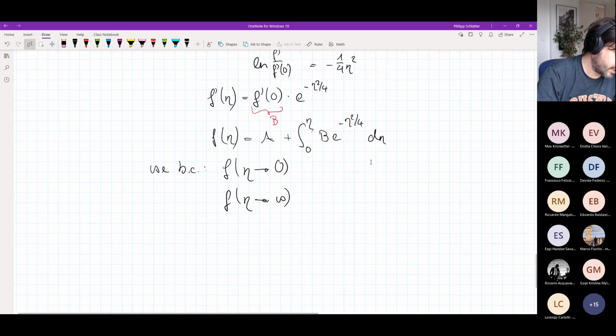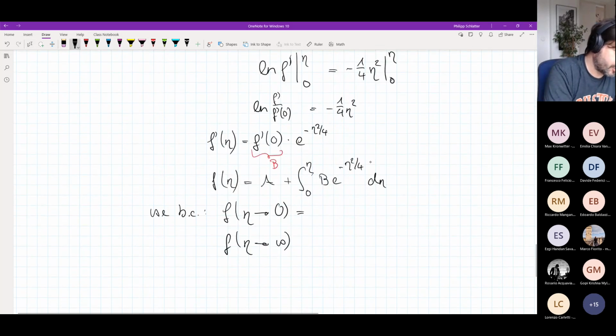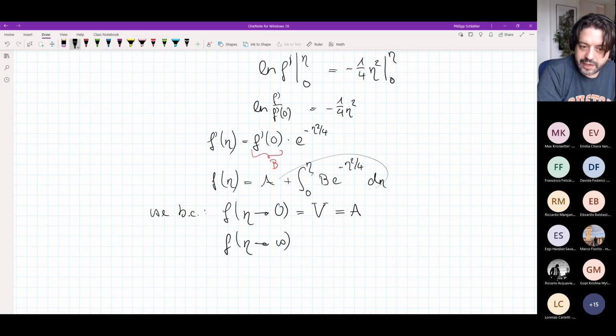So let's go down. For the first value, when eta is going towards 0, that means that f needs to take the value of the velocity at the wall. Of course, in our case, this is exactly the v velocity that we have at the wall. And for our functional form here, f going to be 0 means that the integral here would be 0, and that means that the integration constant a would be v.